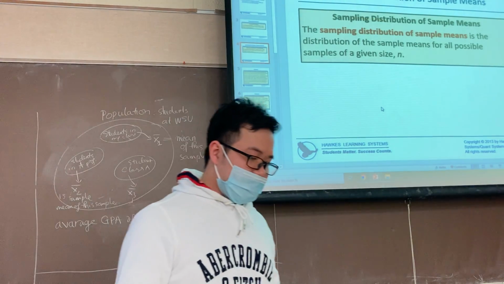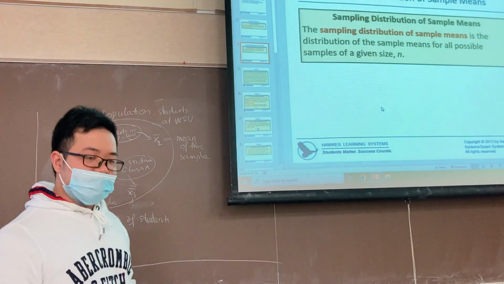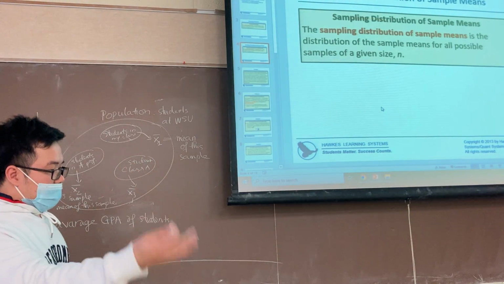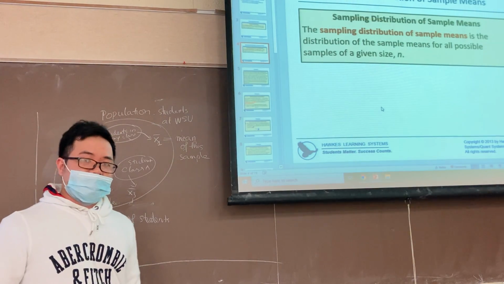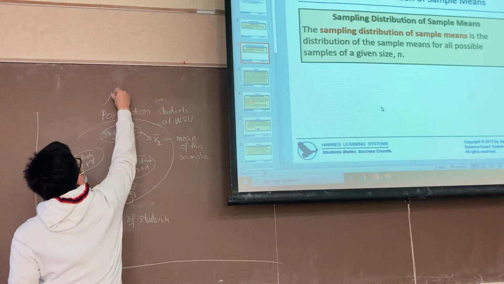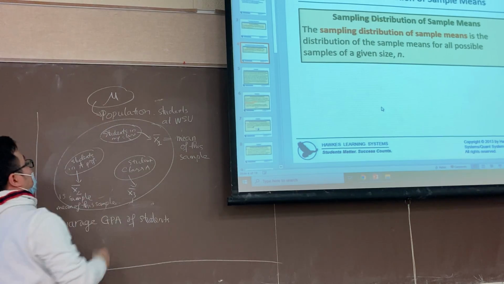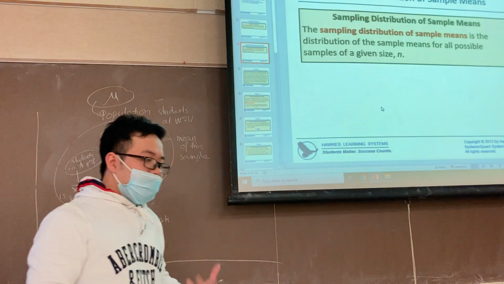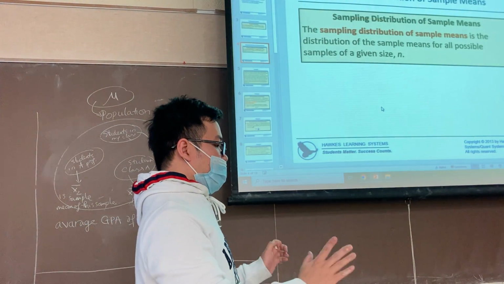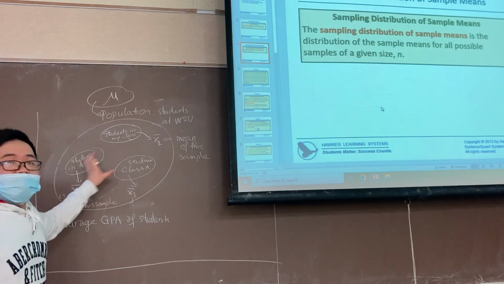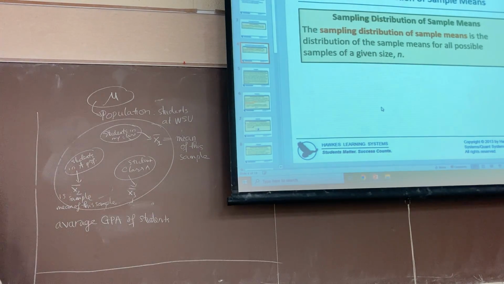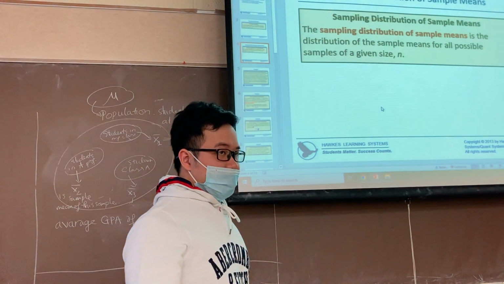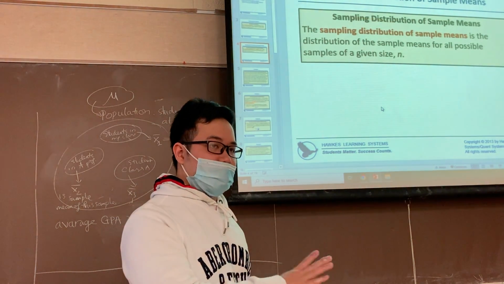And the question here is, what is the relationship between the sampling distribution of sample means and the mean of the population? If we have the mean of the population mu here, how do we know the mean of the sampling distribution? How do we measure the mean of the sampling distribution? In this case we need to use the central limit theorem. The central limit theorem will answer this question.